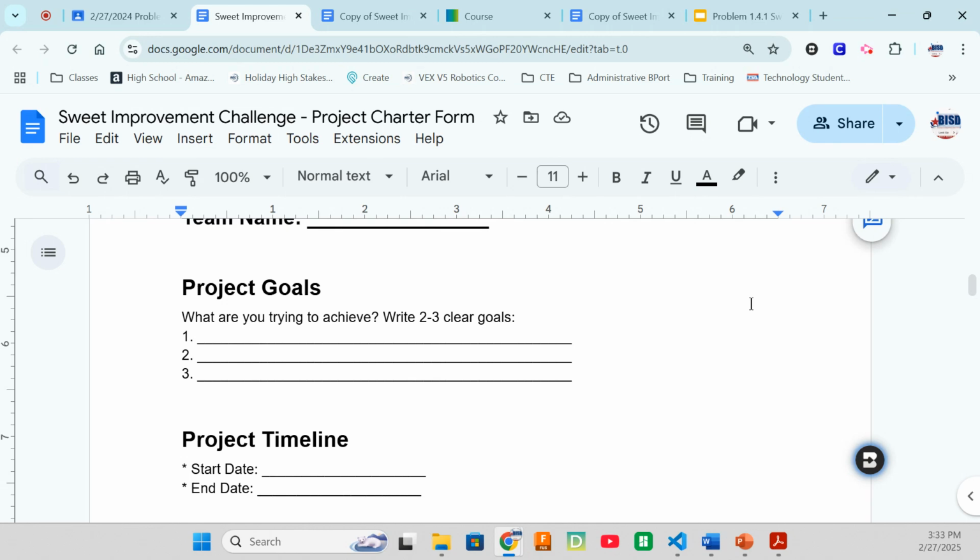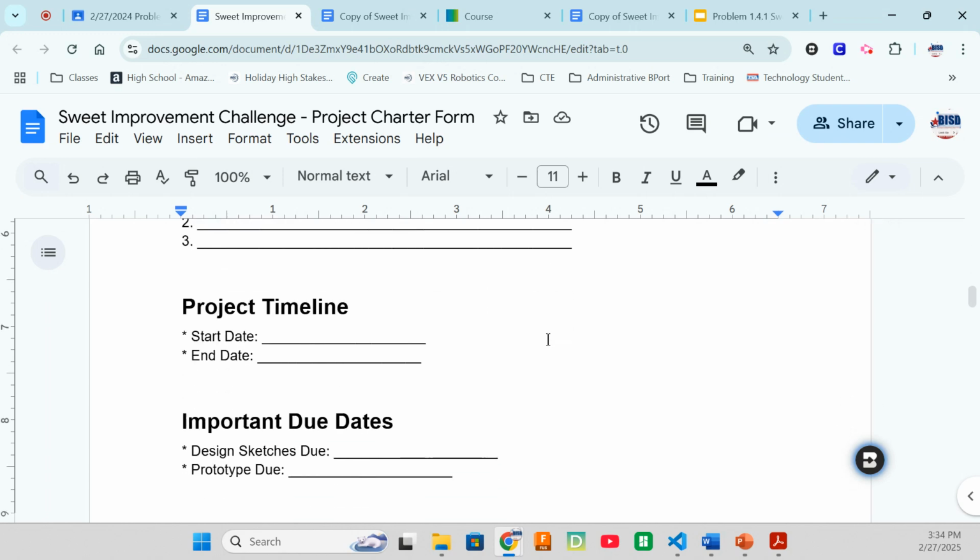Now, by the way, when you complete this, I want you to complete it in complete sentences. So my advice to you is to go through and read through the dilemma once again and come up with 2 to 3 goals. And by the way, these aren't written in stone. You can always change your goals as you progress through the assignment.